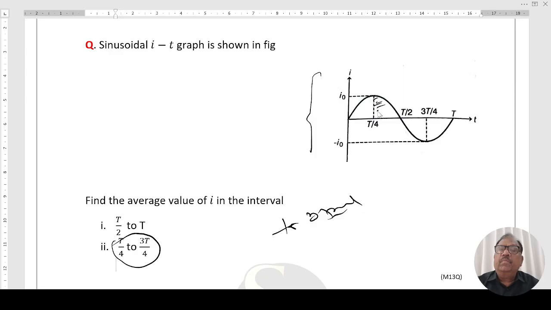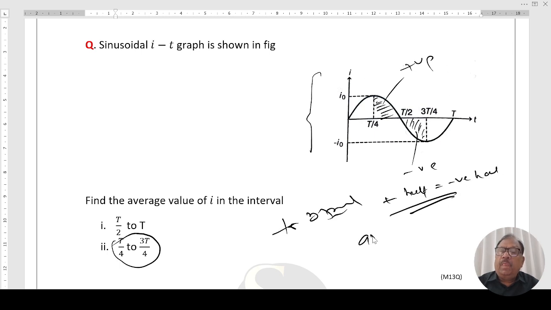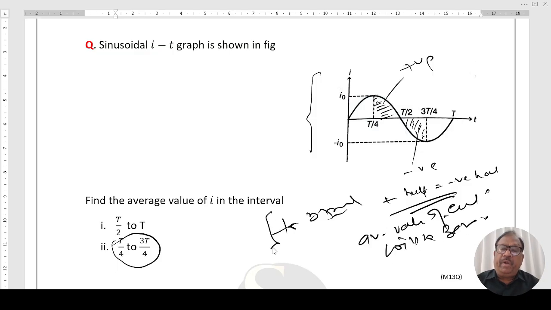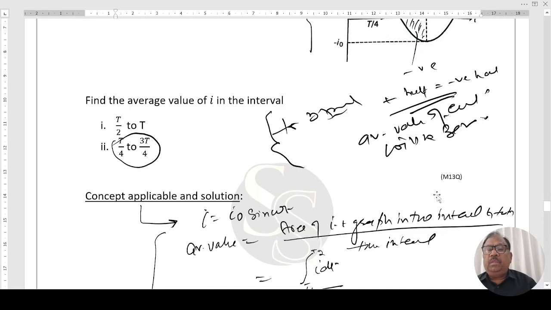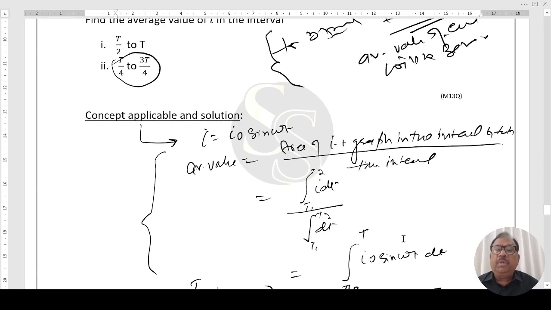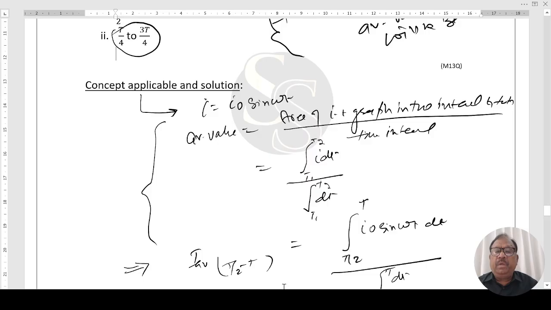This is one. This is a positive, this is a negative. Positive half equal to negative half. Therefore, the average value of current will be 0. Or if you want to find out, you apply this formula. The answer will be 0. Right? Next question.